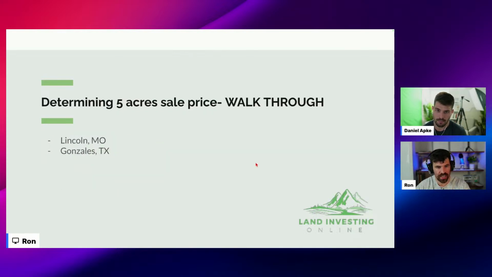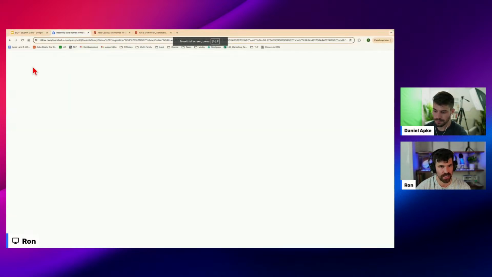Exactly. So we're going to get into a couple of examples, and essentially what we're going to do here in these 2 counties, and we can do more than 2 at first, is try to find out the 5-acre sale price. So you're pricing mail, you're doing whatever. 5 acres is obviously a very base acreage. So that's what we're going to do in these 2 counties. Let me pull up Lincoln County, Missouri.